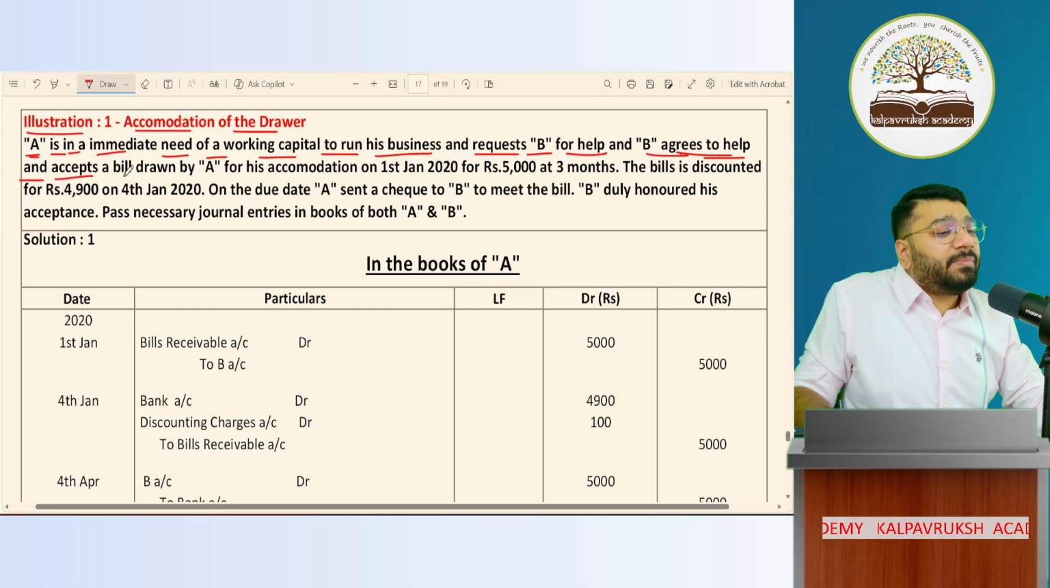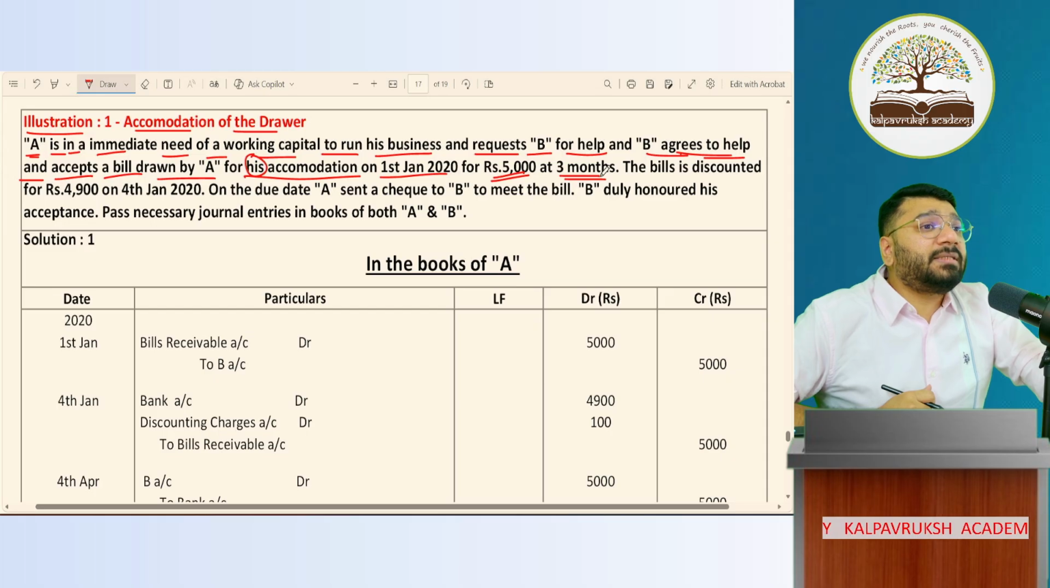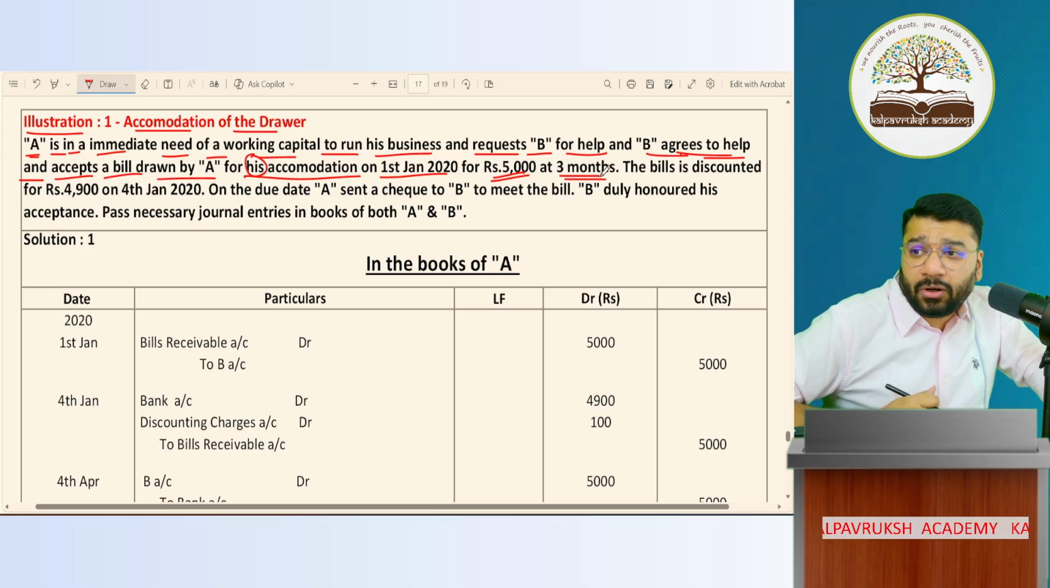And B accepts the bill drawn by A for his accommodation. Whose accommodation here? A's accommodation. And this bill was drawn on 1st Jan 2020 for 5,000 rupees at 3 months credit period. Got it, not got it? Clear or not clear?